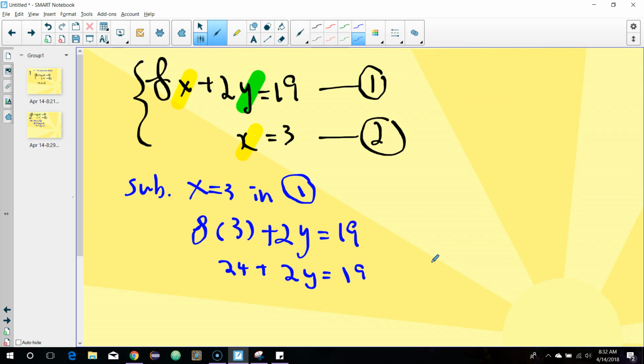Remember that throughout this year, we've been spending lots of time solving equations. And so, if you're still having problems, fix it. Okay? Chapter 2, Chapter 3, all those things. So I'm moving this 24 to the other side. So I'm subtracting 24 both sides. That will disappear. 2y is equal to 19 minus 24.